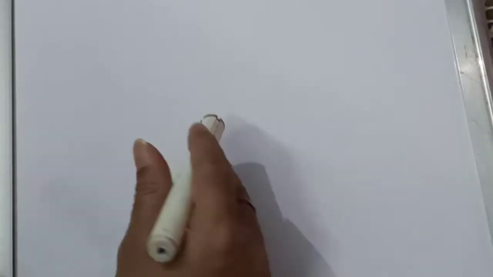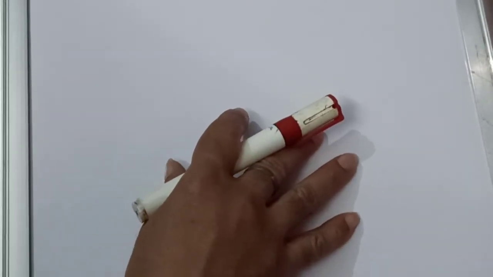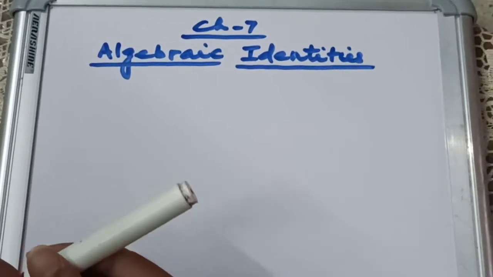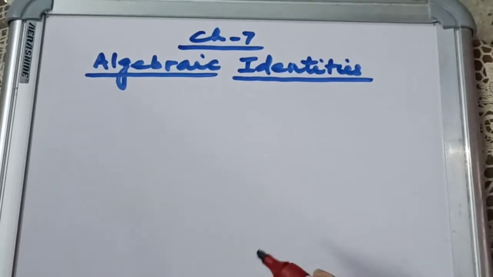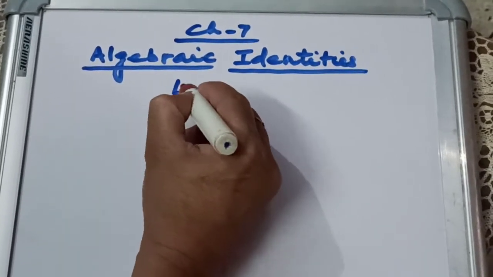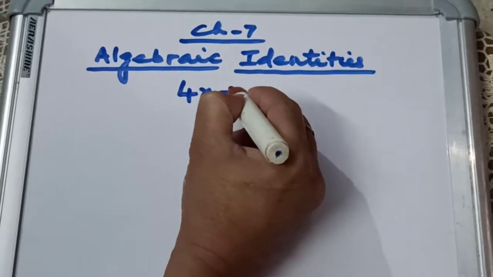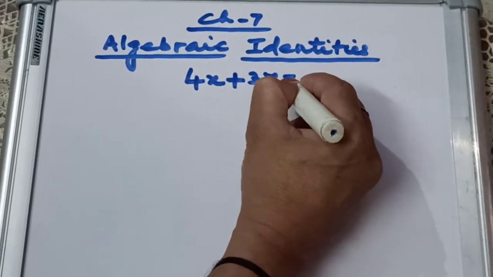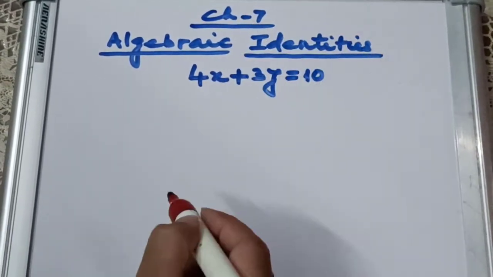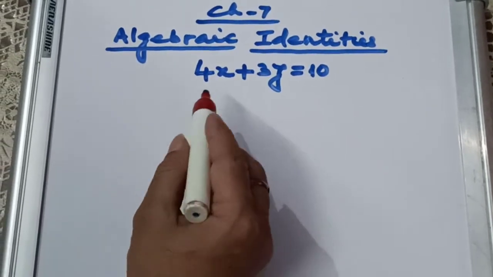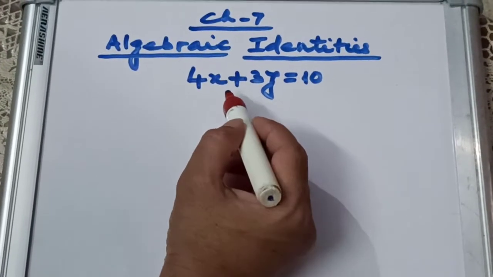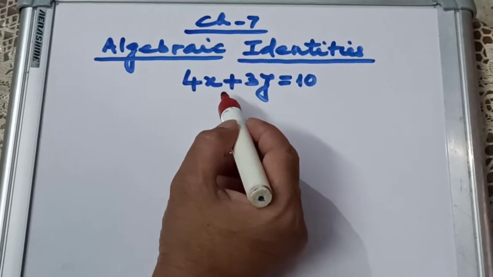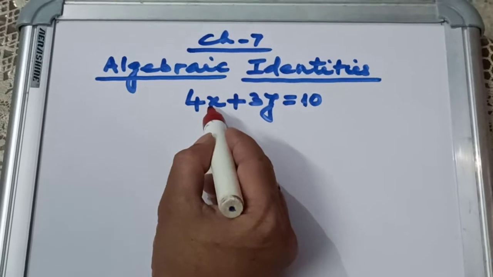Okay, now consider the following statement involving an algebraic expression. See here, 4x plus 3y is equal to 10. Putting different values in the place of x and y.